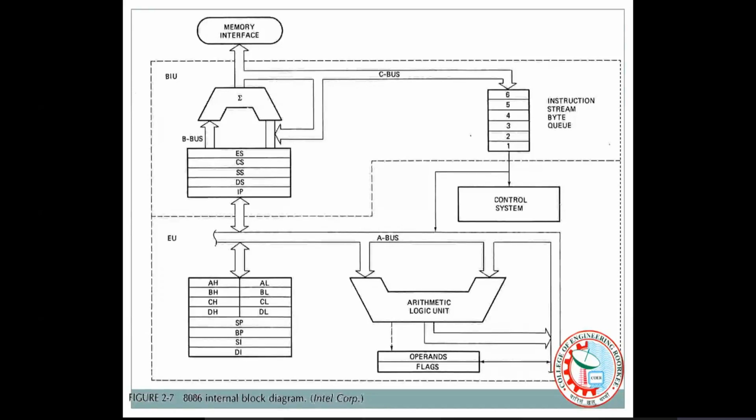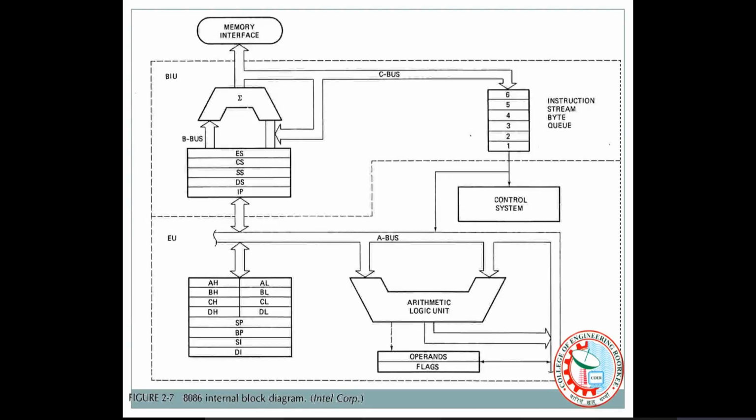Fine. On the top right, there is a new thing which is called instruction stream byte queue. Instruction stream byte queue. This is the new thing we are having in this particular 8086 architecture. So in order to make you understand, fine, there are a few things we need to understand first.